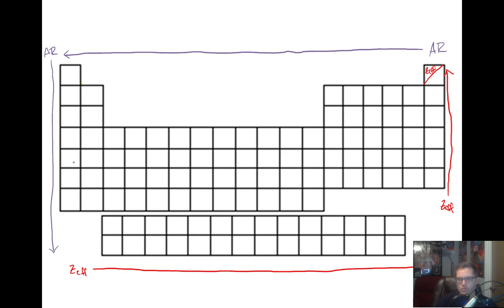Now, based on this trend, which element would have to have the biggest atomic radius? Well, the biggest one would have to be here in the bottom left, right? The most to the left and most bottom. So that would have to be francium right here. So we'll put in atomic radius.